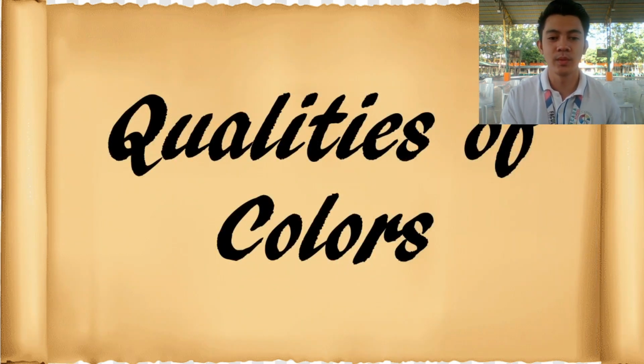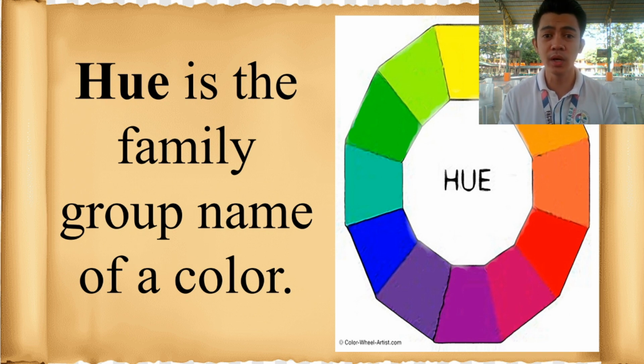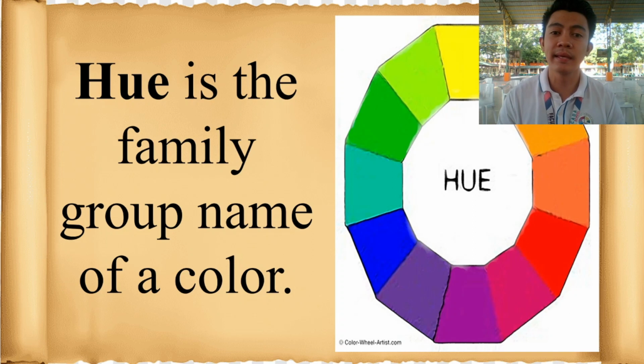Next, we also have qualities of colors. The first one is hue. Hue is the family group name of a color. It's the name of a color such as red, blue, and yellow, once they are combined differently and given new names. Ayan, kapag pinaghalo mo yon, no, yung dalawang kulay, makakapag-produce ka ng panibagong kulay. Ang tawag doon, hue. Alright? H-U-E. Alright?